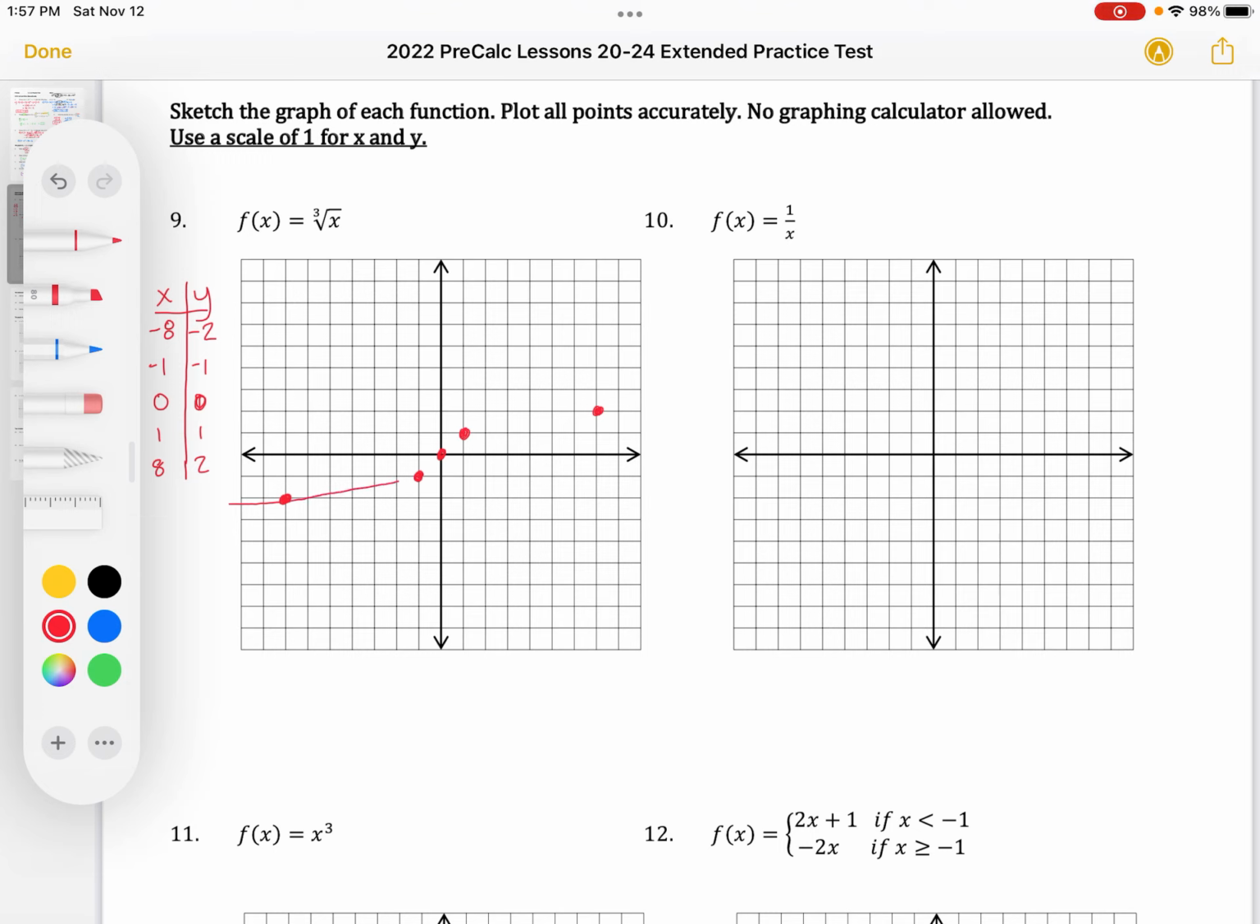And remember, a cube root function should look like a sleepy snake. So if you remember that, that's going to help you realize whether or not you did it correctly. So your graph should look something like this.